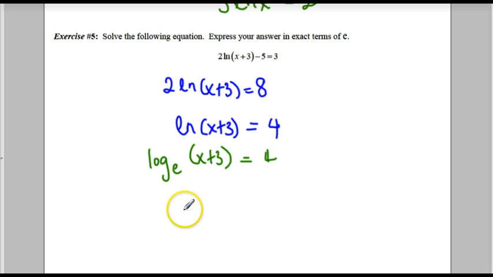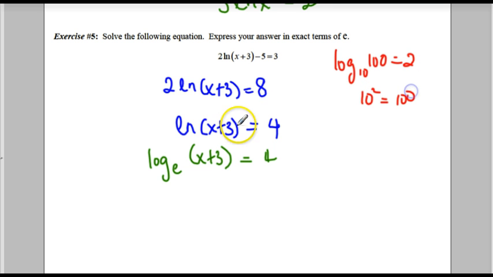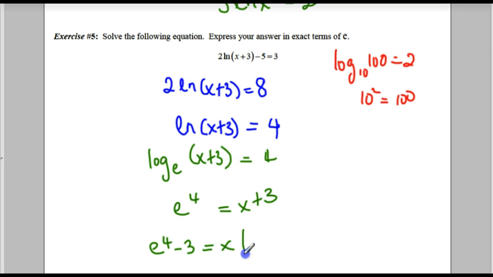Remember the special thing, the cheat I showed you? The log base 10 of 100 is equal to 2. So basically it's 10 squared is equal to 100. Using that, we get e to the 4th is equal to x plus 3. And then how do we solve for x? We have e to the 4th minus 3 is equal to x.